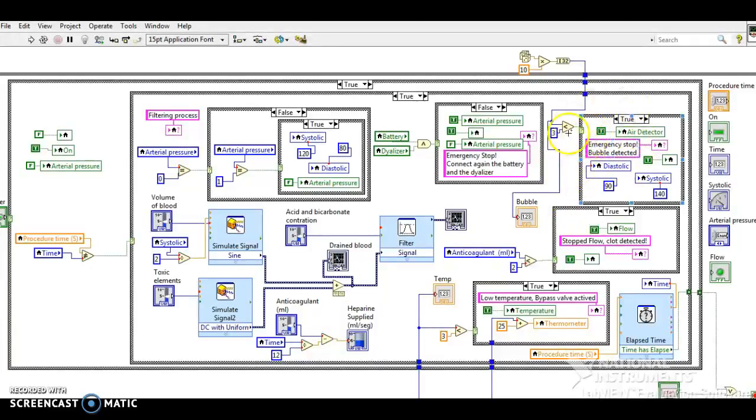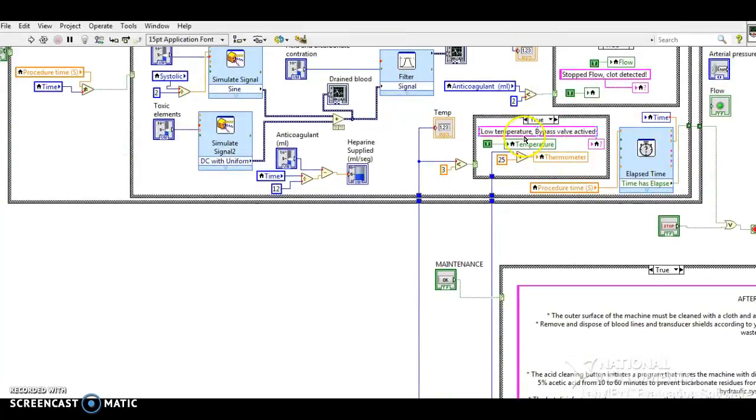In this part, we can see the alarm of the air detector or bubble, and we can see that it is random. The other alarm that is random is the temperature.